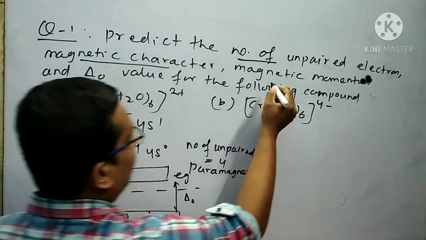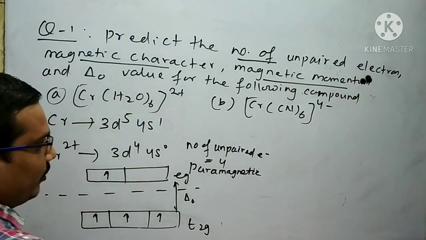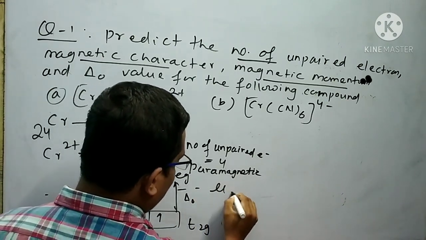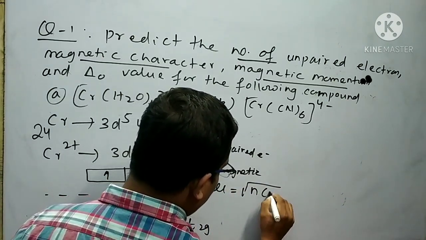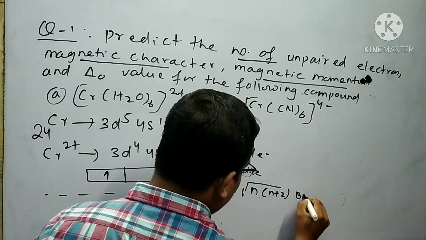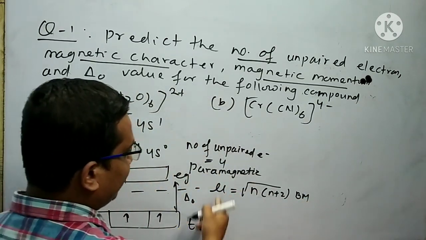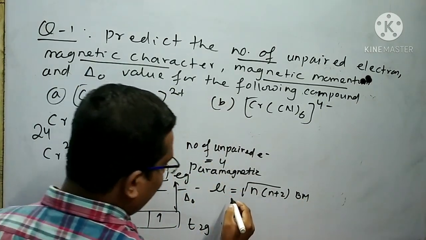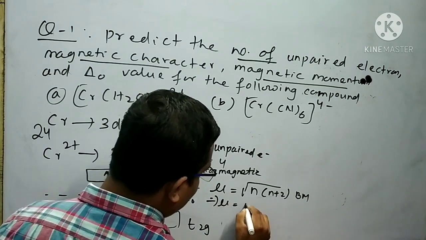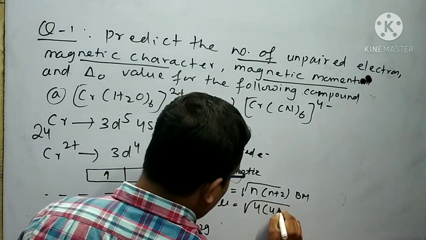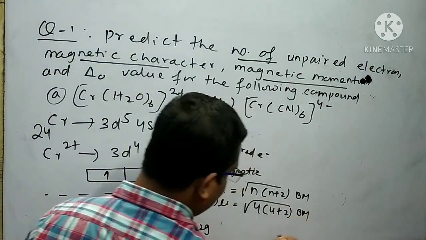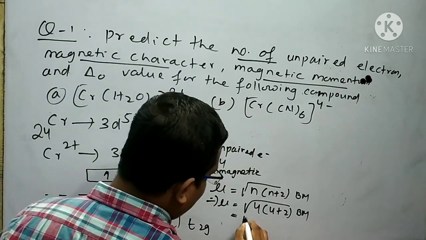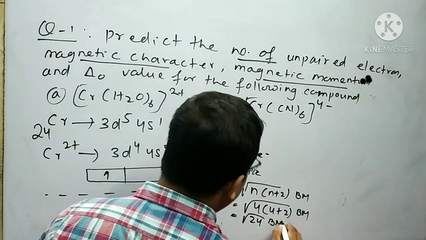Next is your magnetic moment. We know that magnetic moment mu is equal to root over of n into n plus 2 BM. Now put the value of n. Here n is your 4. So I can write mu equal to root over of 4 into 4 plus 2 BM. That means I can write root over of 24 BM.